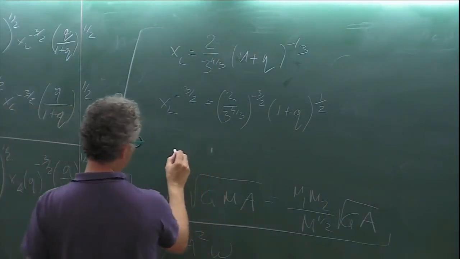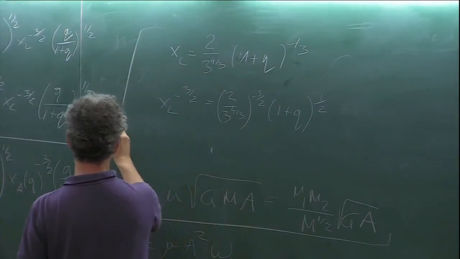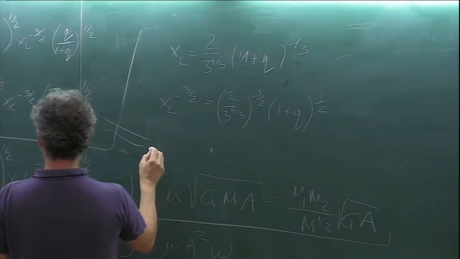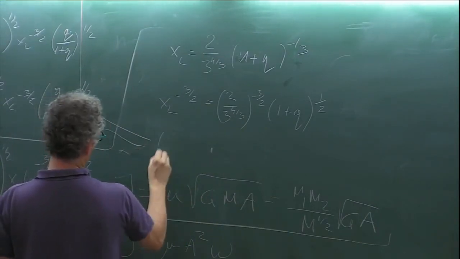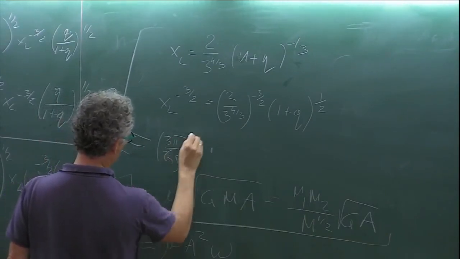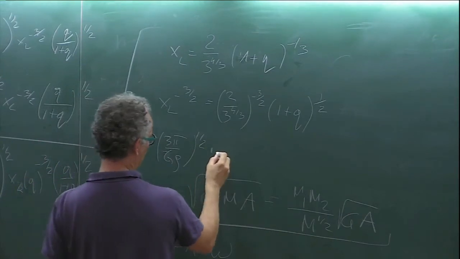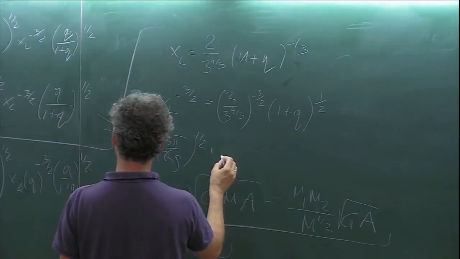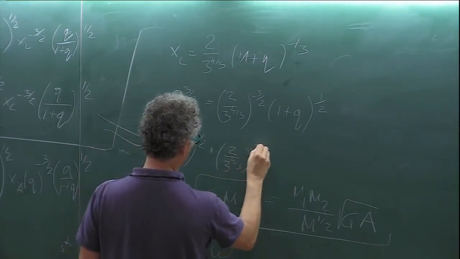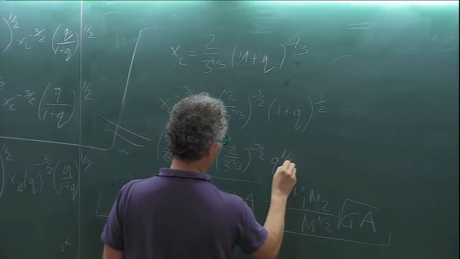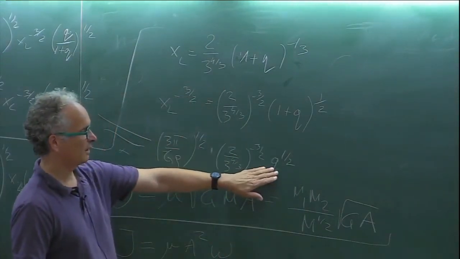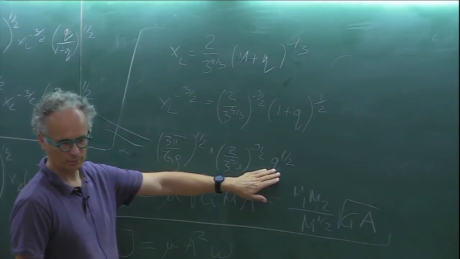Yes, we have this will be approximately equal to 3P over G rho to the 1/2, and then 2 over 3 to the 5 minus 3/2, q to the 1/2. So this is approximate, and this really weakly depends on q.